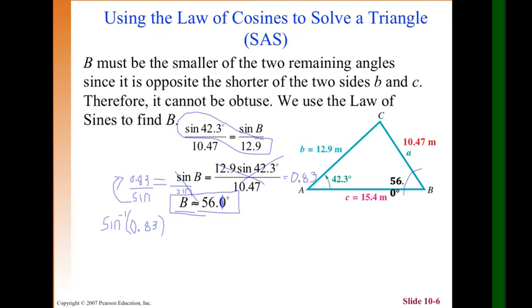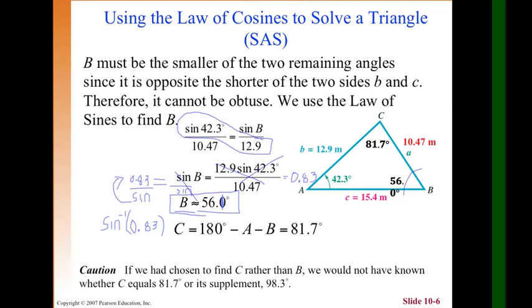Ilan kasi ang total ng degree sa loob ng triangle? Correct. That is 180 degrees. So, i-add lang natin 42.3 at saka 56.0 minus 180. Okay, so ang makukuha natin is 81.7 degrees. So, nakumpleto na natin ang buong triangle. Okay, yung sides niya tsaka yung mga angles sa loob, yung mga interior angles niya.